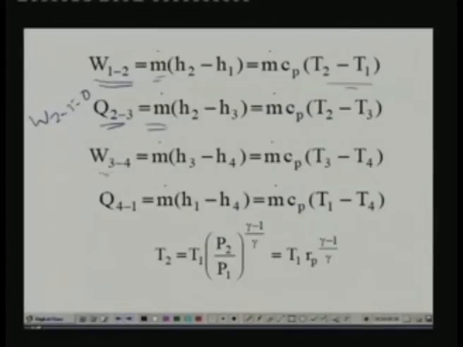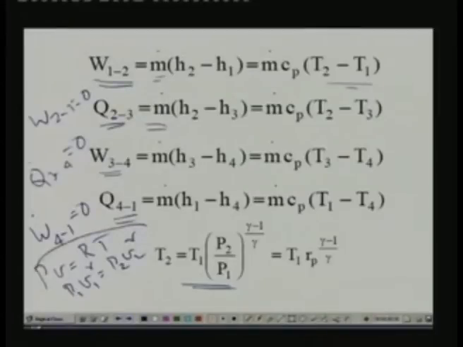And process 3 to 4 is isentropic expansion. So, Q dot 3 to 4 is 0, okay. So, W 3 to 4 is m dot into H3 minus H4, which is equal to m dot Cp into T3 minus T4, and finally process 4 to 1, again work is 0 during this process and it is isobaric heat extraction. So, you can write this as m dot into H1 minus H4, which is equal to m dot Cp into T1 minus T4.